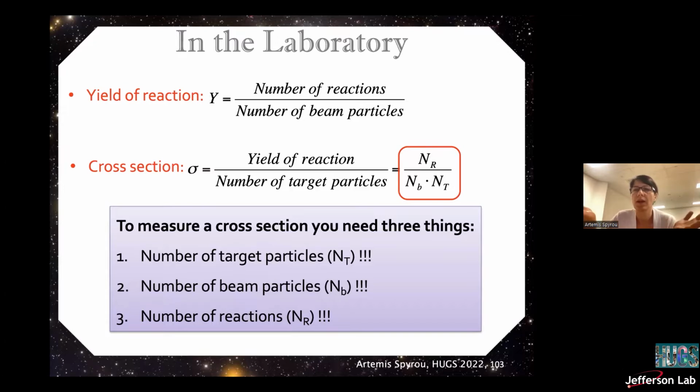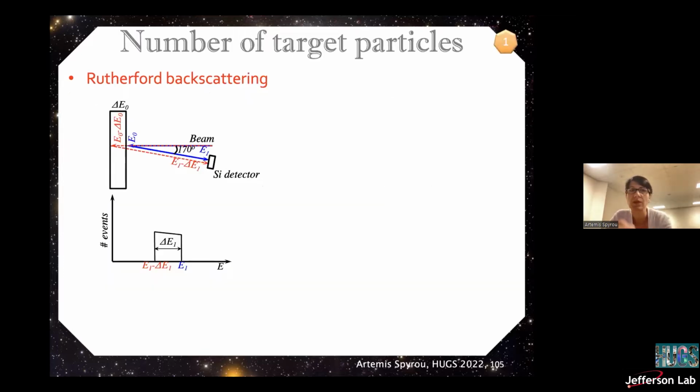Again, you might have experience with higher energy beams, different kinds of beams. This would be more in the astrophysical reactions, the energies that we are talking about, and the target thicknesses that we're talking about here, which are probably a lot thinner than what you're used to. Okay, so starting with the target particles.